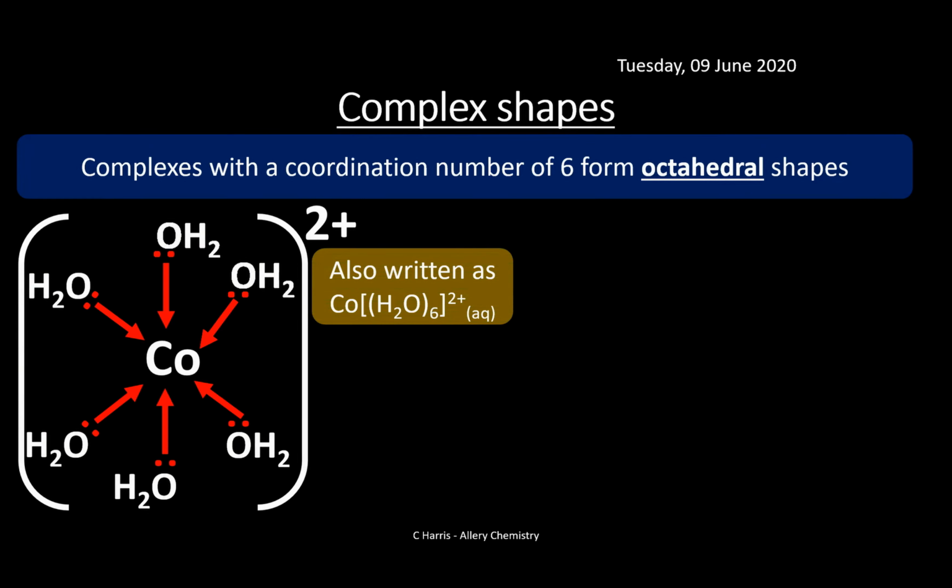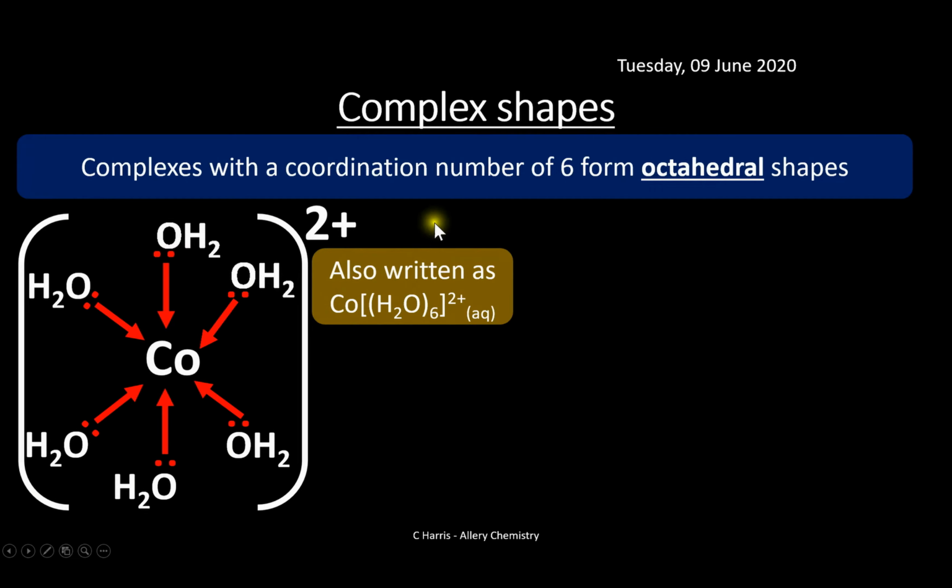And this can also be written as this. You're going to see this quite a lot when we look at some of the equations later on, where we write the transition metal, which is cobalt, and then in square brackets, we put the ligands that are surrounding it. So in this case, it's going to be 6 water ligands surrounding this. This is just cobalt put into solution. The overall charge is 2+ on here.